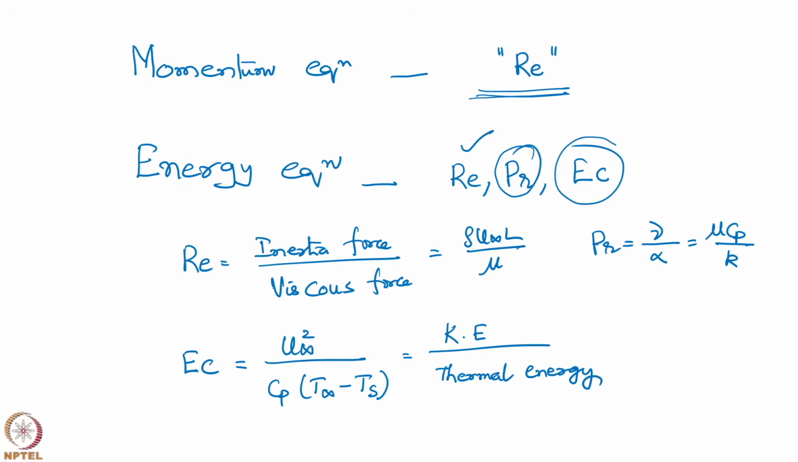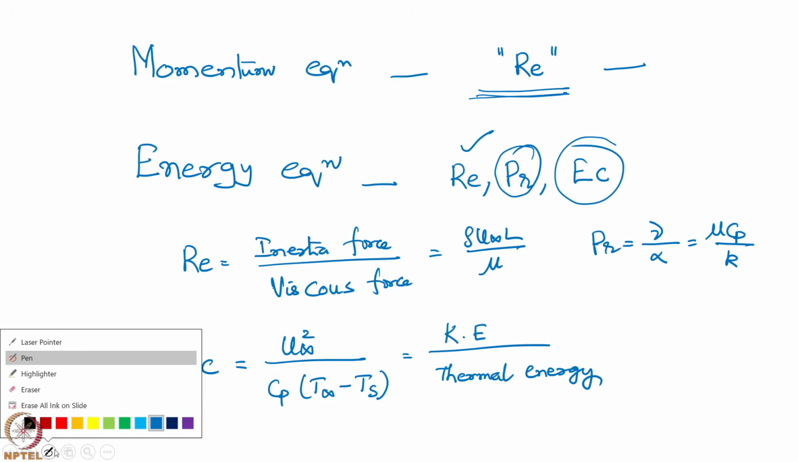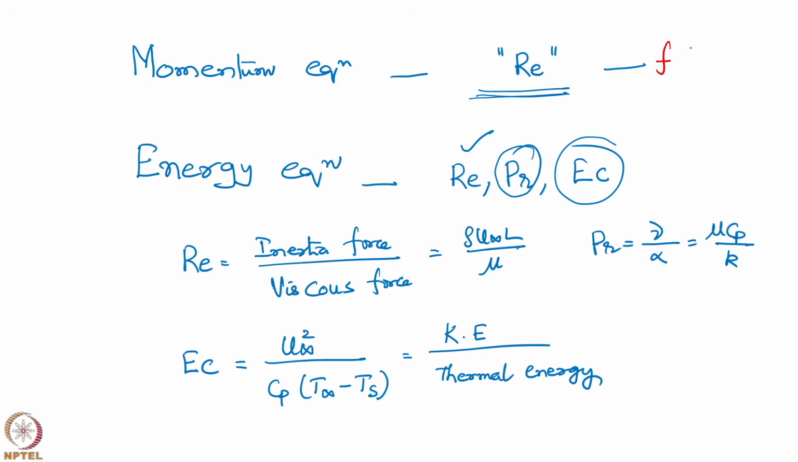In the next class, we are going to show that the friction factor is a function of Reynolds number only, whereas the Nusselt number is a function not only of Reynolds number but also of Prandtl number and Eckert number. So we will study this in detail. So much for today's lecture. In the next class, let us do what is called scale analysis and try to get much more understanding of boundary layer thicknesses, the friction factor, and the Nusselt number.